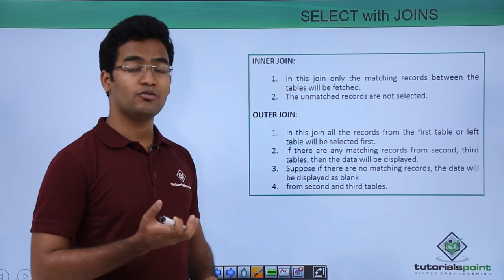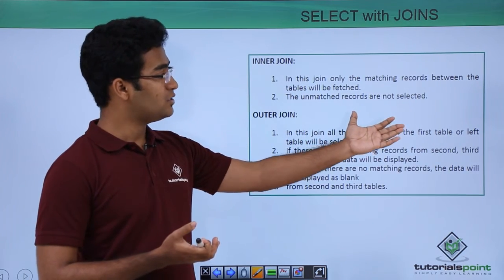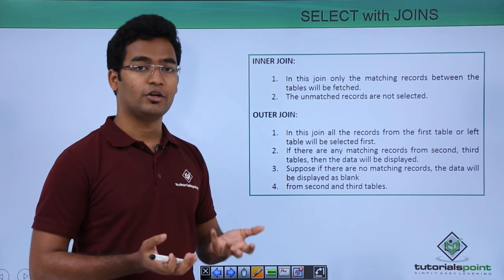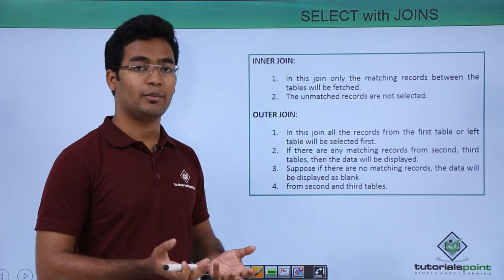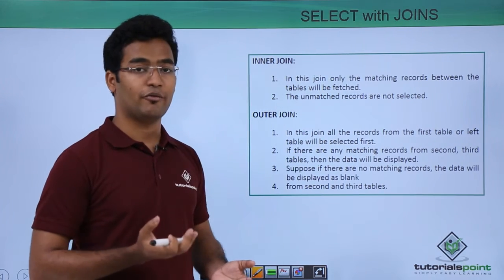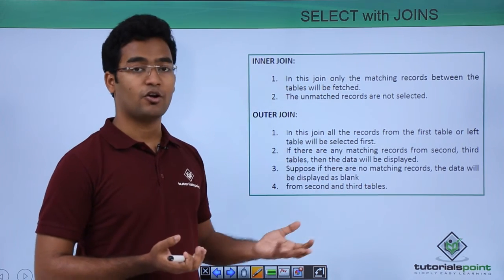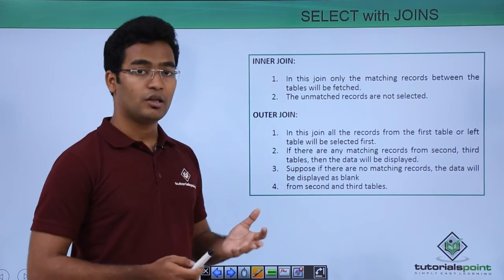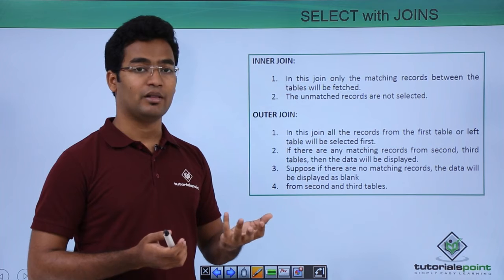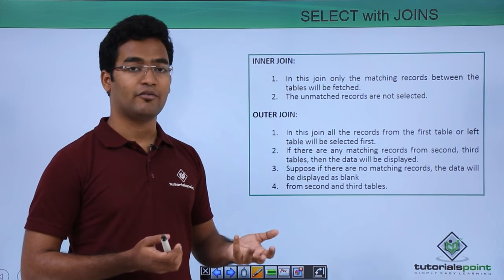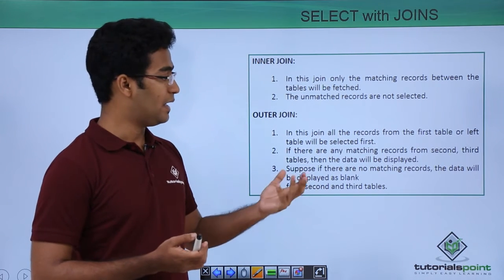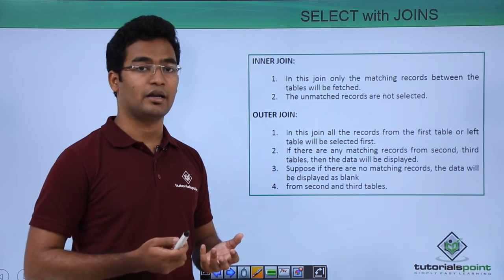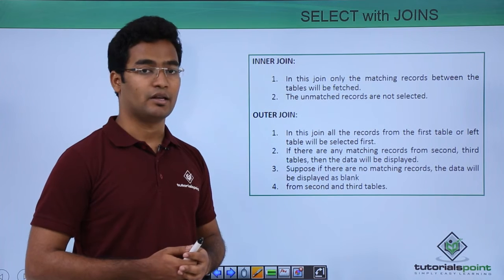Inner join is used to match the records between two particular tables. So where there is a matching record between the two tables, those records will be fetched. Any unmatched records won't be selected at all. But in case of outer join, if there are two tables, all the data from the left table, that is the first table, would be mapped, and the unmatched records from the second table won't be selected, that is they would be blank.